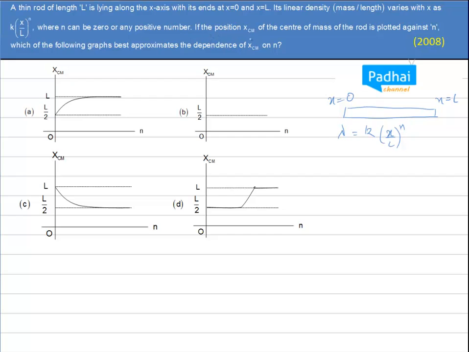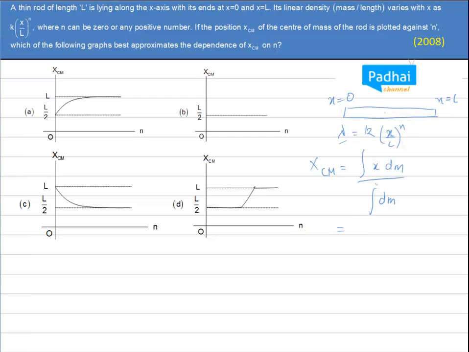If the position x center of mass of the rod is plotted against n, which of the following graphs best approximates the dependence of x center of mass on n? Now for calculating the x center of mass, if this was a uniform rod, its center of mass would have been at L by 2, but its linear density is changing, right? So that means x center of mass is given by integration of x into dm divided by integration of dm, right?